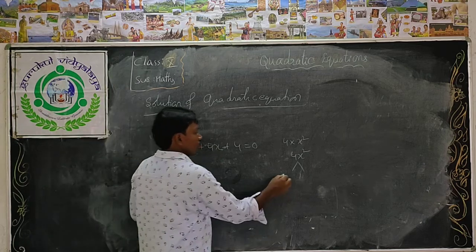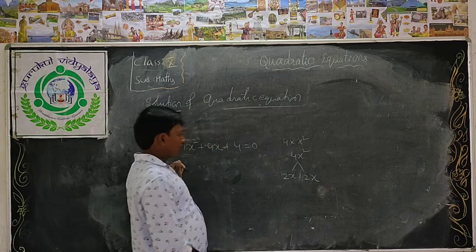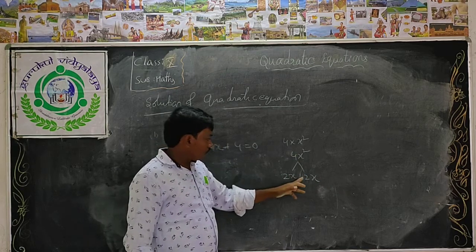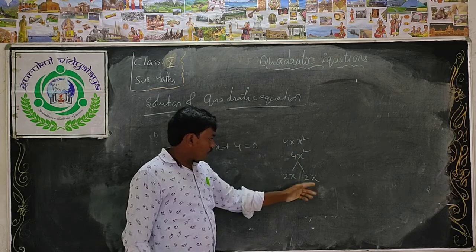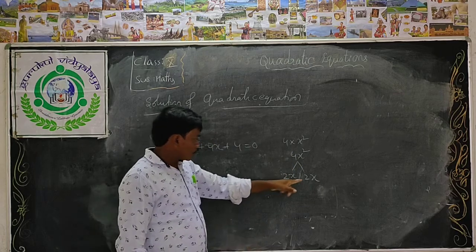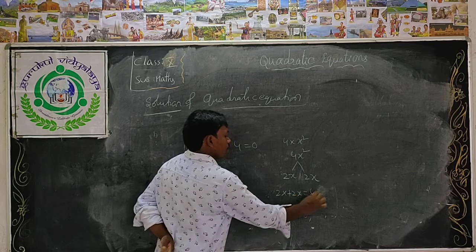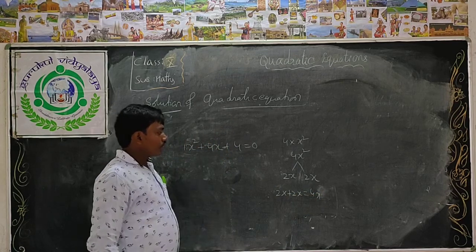For example, 2x plus 2x. So children, 2 twos are 4, x into x, x square. So we get 4x square. Now add 2x plus 2x, which will be 4x. See, got it now?